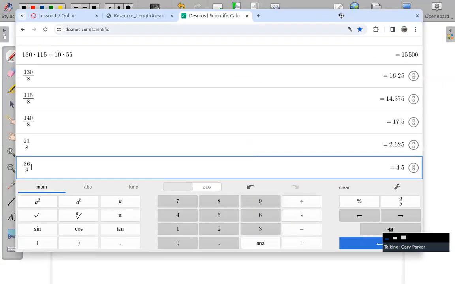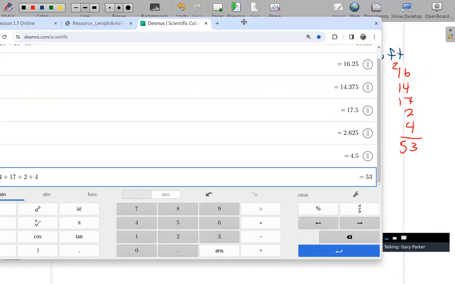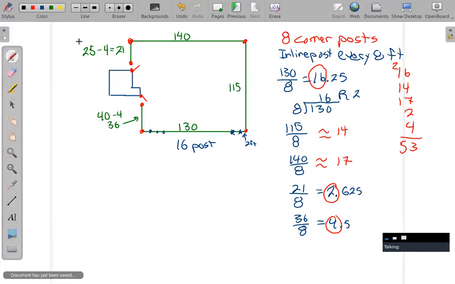Let's double check here. So 16 and 14, and you should always find ways to double check. Then the 17, 2, and 4. So altogether, I think I need 53 posts. All right, so that's my inline posts.